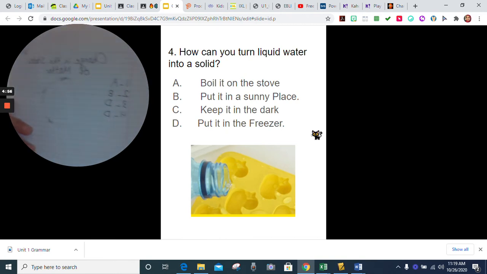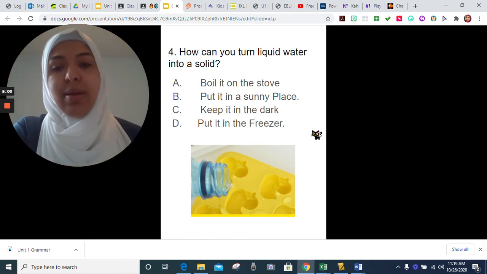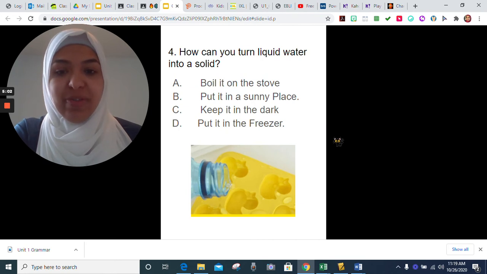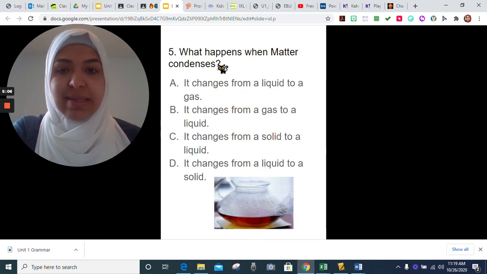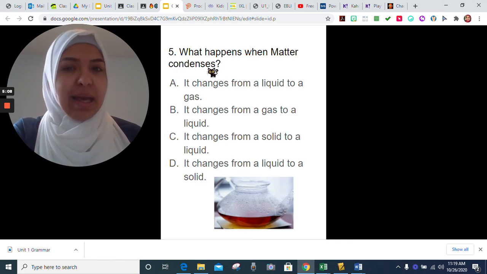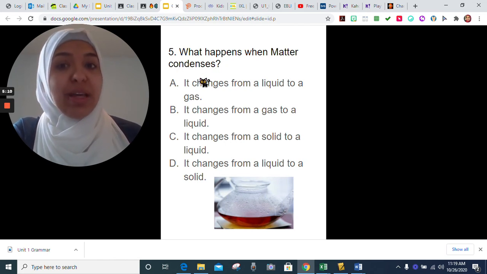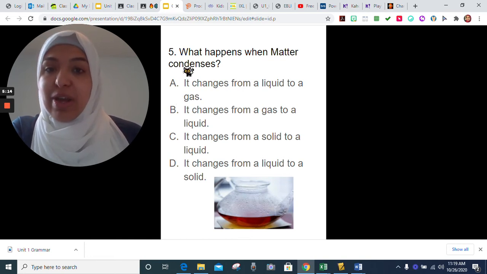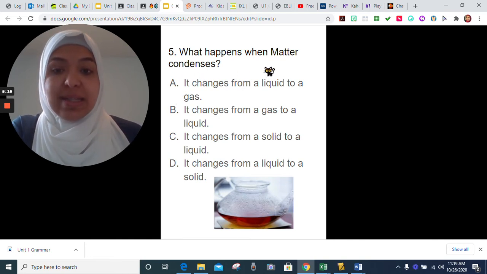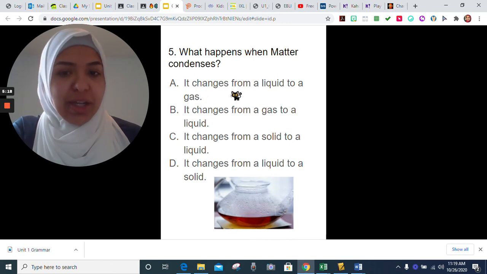Yours should look like that. Let's move on to question number 5. What happens when matter condenses? Condenses is a word that you need to know, and you should have learned about it in the BrainPOP video. A, condenses means it changes from a liquid to a gas.